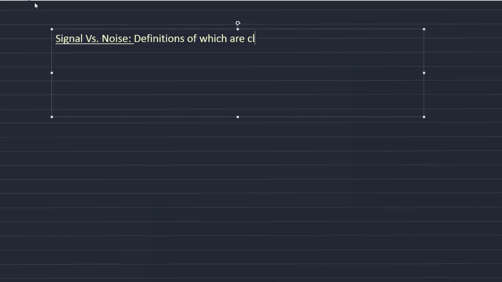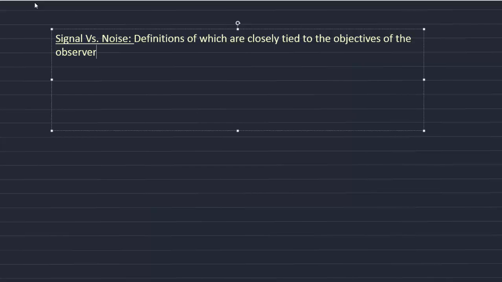Now I'd like to talk about signal versus noise. What defines signal versus what defines noise is intimately related to the objectives of the observer. Please write this down in your notes while I type this out: the definitions of which are closely tied to the objectives of the observer. So let's talk about signal.